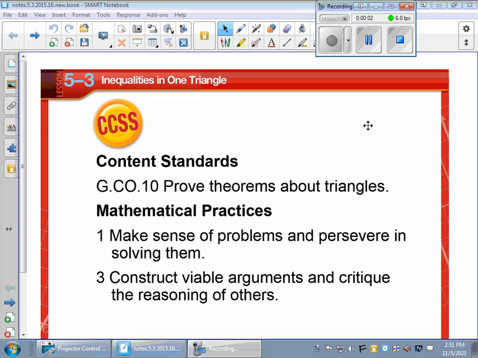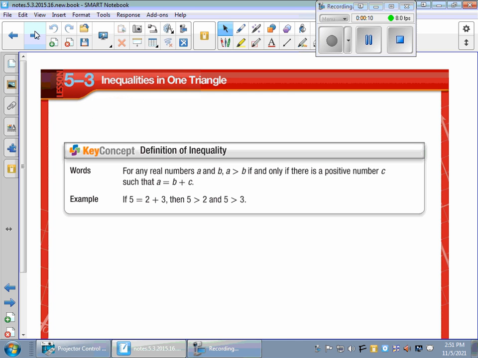All right, folks, moving on to section 5.3 here. And with section 5.3, we're working with inequalities. So first thing we want to take a look at is a definition and a concept, which really makes sense. So think about if you have the number 5, okay?